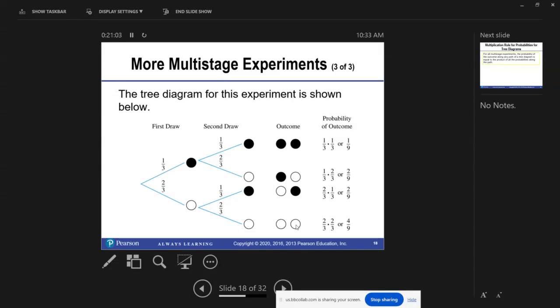Okay. And you can look on your tree diagram to figure out what to multiply together. So 1/3 and 1/3 is 1/9. 1/3 and 2/3 would give me 2/9. 2/3 and 1/3 is 2/9. 2/3 and 2/3 is 4/9. So the probability of drawing two colored balls is 1/9. A colored then a white is 2/9. A white then a colored is 2/9. And white then white is 4/9.